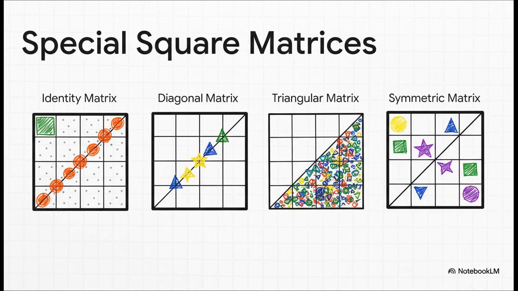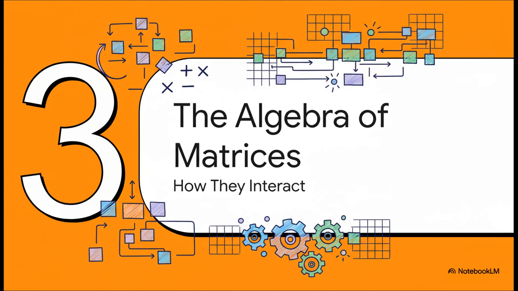And within that family of square matrices, there are some real superstars. The most important one is the identity matrix. See how it has 1s running down the main diagonal and 0s everywhere else? As we'll find out in a bit, it acts just like the number 1 does in the world of matrix multiplication.